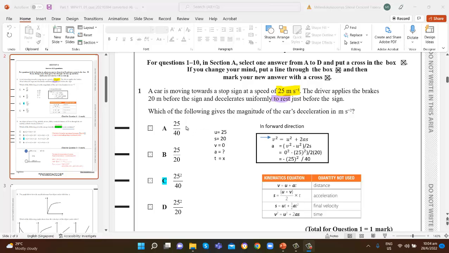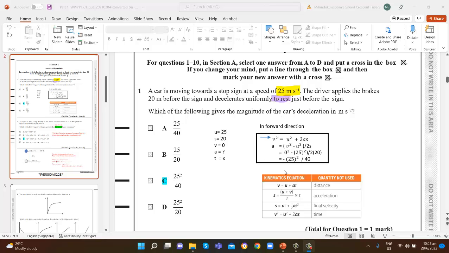Now see, we'll go back to the question. Which of the following gives the magnitude of the car's deceleration? You know what you get from here is acceleration. Remember, if you get a minus figure for this acceleration, that means it is deceleration. There's another word for deceleration, that is retardation. If you get the word retardation or deceleration, the sign is hidden in these words: deceleration and retardation.